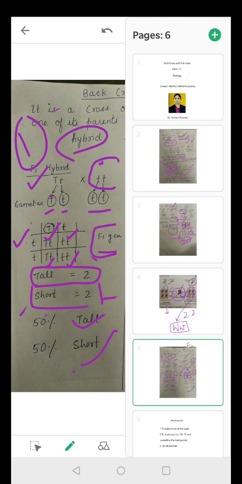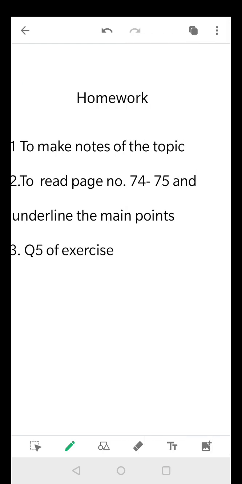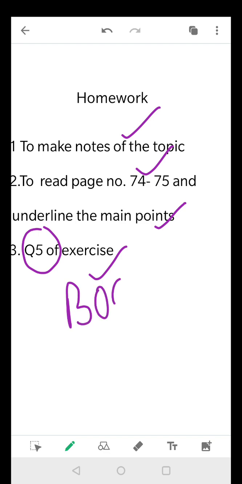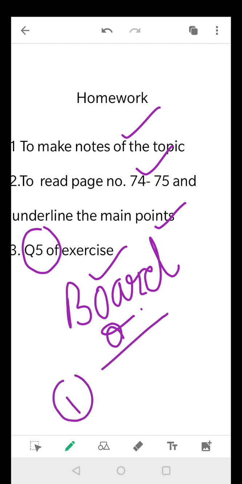Let's go to your homework for today. First of all, you'll make notes of the topic. You will read page numbers 74 and 75, and you will underline all the main points when you're reading it. You will solve, or write the answer of, question number 5. In addition to this, there is a board question which has been asked. I'm telling you that board question. That is only one question that has been asked.